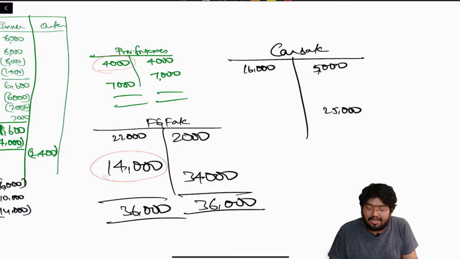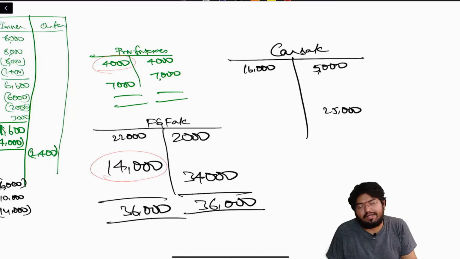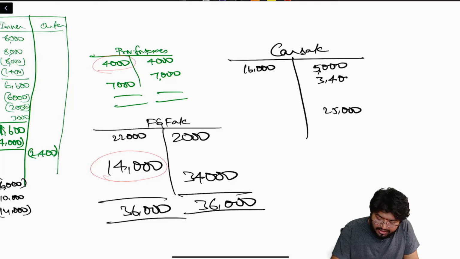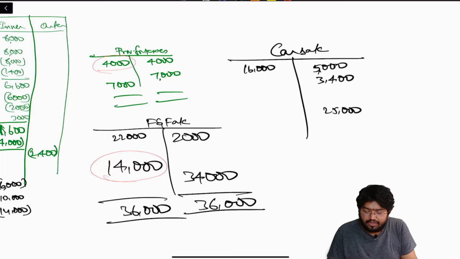He sold a car for 3,400. Yes or no? Now, would you take 3,400 here or 2,000? 3,400. If you take 3,400 here, you will have to take P&L. Yes or no? You will have to take profit of 1,400. Where will you take? On the debit side or credit side?